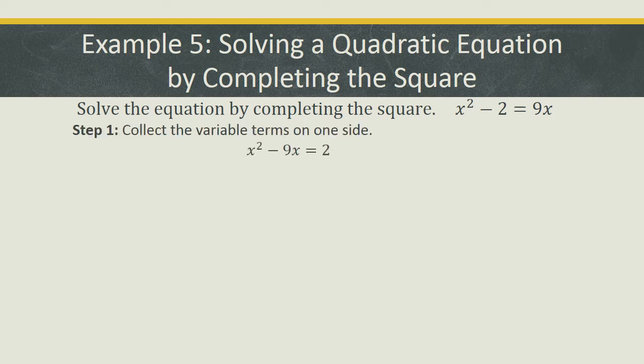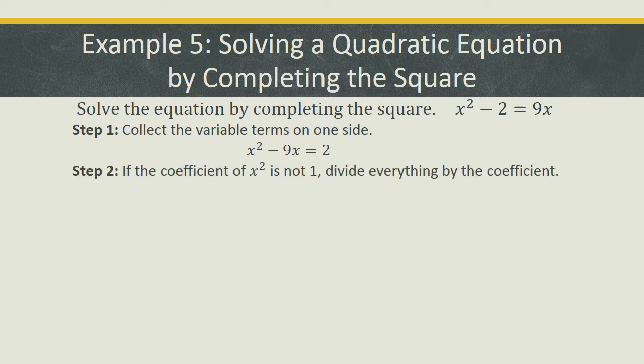So I have my x squared minus 9x on the left, and then I bring my 2 over by adding it, so I get positive 2 on the right. The coefficient in front of the x squared is not 1, so divide everything by that value. When I look at mine here, it already is 1, so there's nothing to do. I keep it the same.